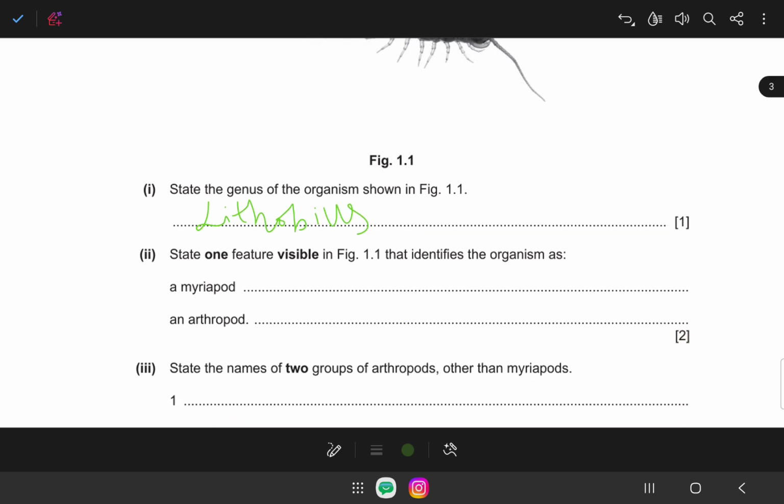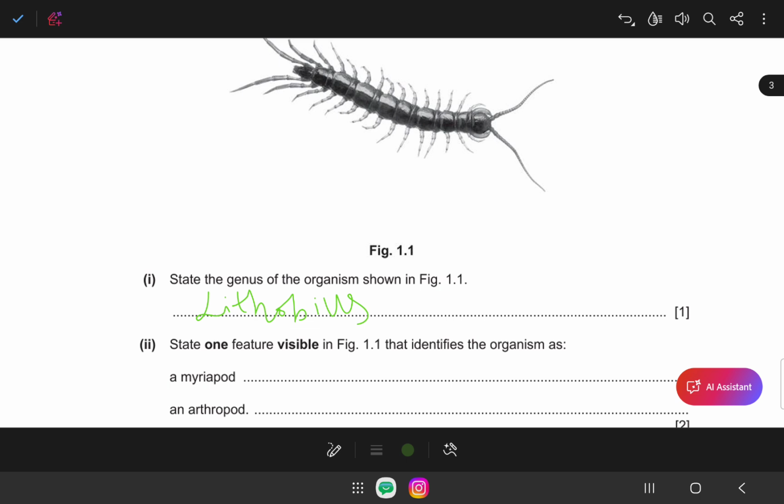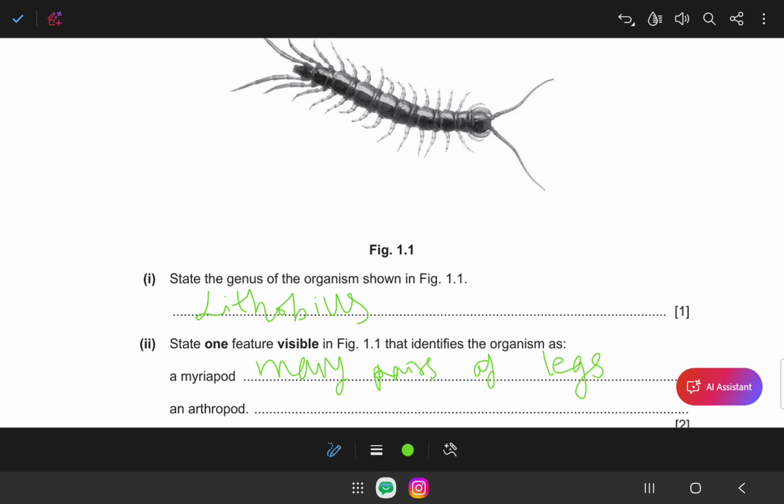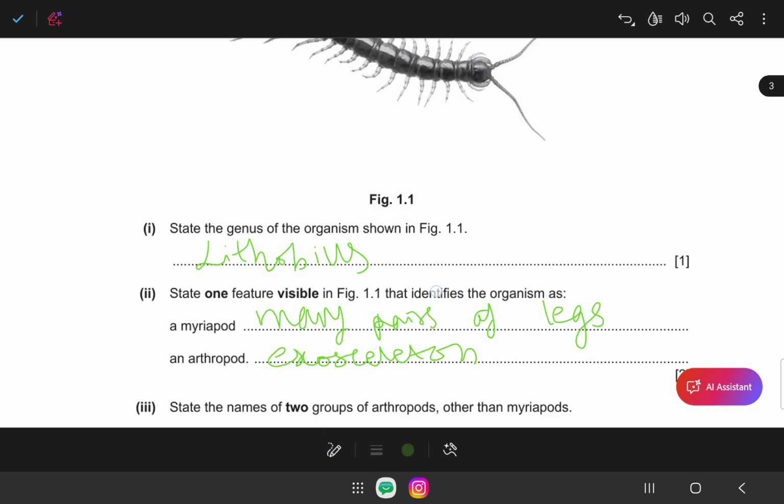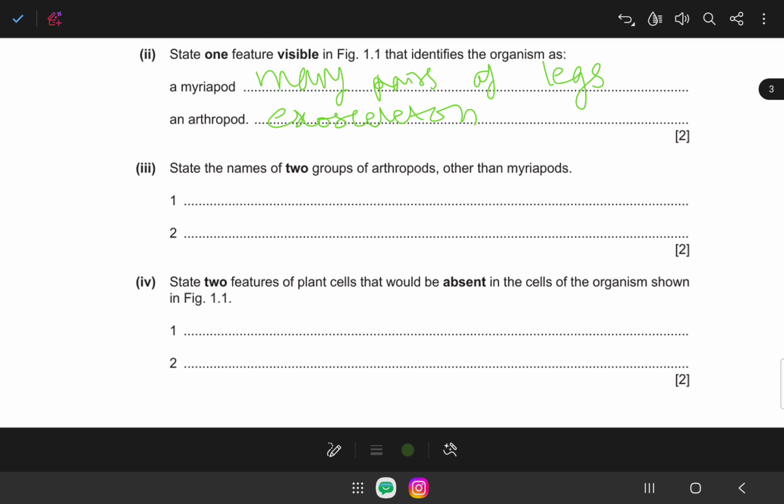State one visible feature that identifies the organism as a myriapod, as an arthropod. So for the myriapod, we can say that it has many pairs of legs. And for the arthropod, we can say that it has an exoskeleton. That means outside skeleton. State names of two groups of arthropod other than myriapods.